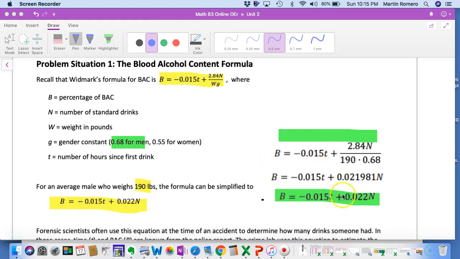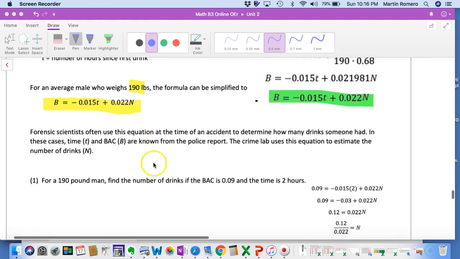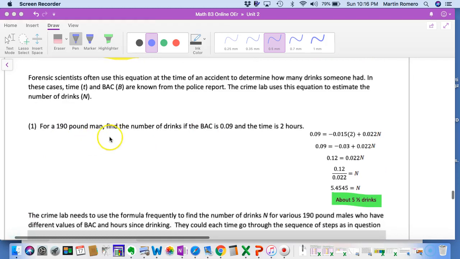But notice, this simplified formula comes from this over here, where 190 gets replaced for W, 0.68 for the other constant over here, and then you divide 2.84 by that, and it simplifies. Now that we have this simplified equation, it's an example of what a forensic scientist might use to determine how many drinks someone has had.